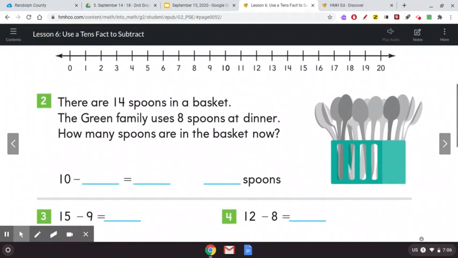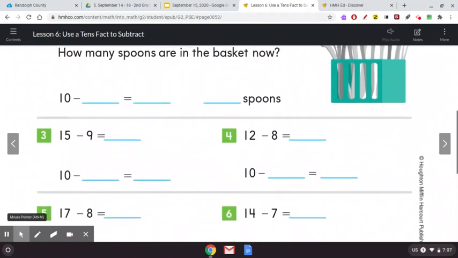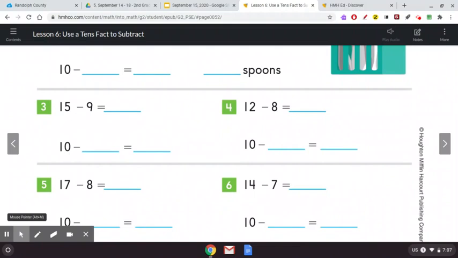All right. There are 14 spoons in a basket. The Green family uses 8 spoons at dinner. Now, how many spoons are in the basket now? 10 minus something equals something. And then you write how many spoons. Number 3, 15 minus 9 equals something. 10 minus something equals something. Now, 4, 12 minus 8 equals something.